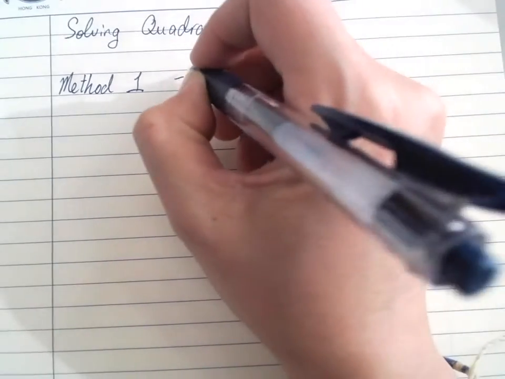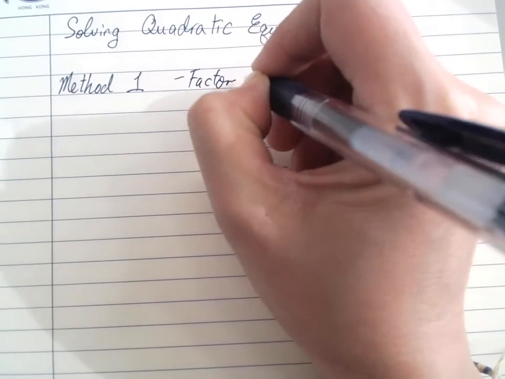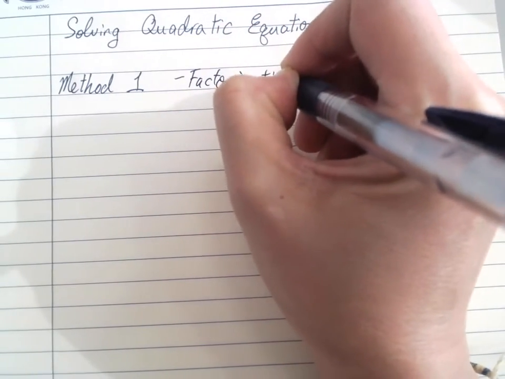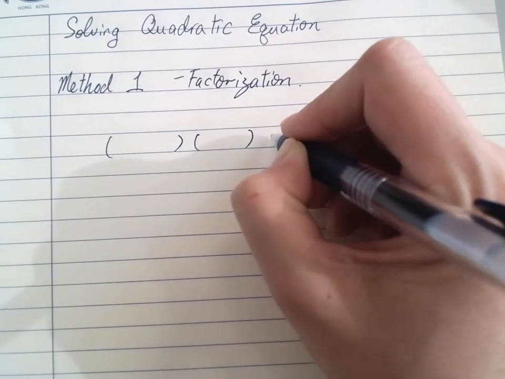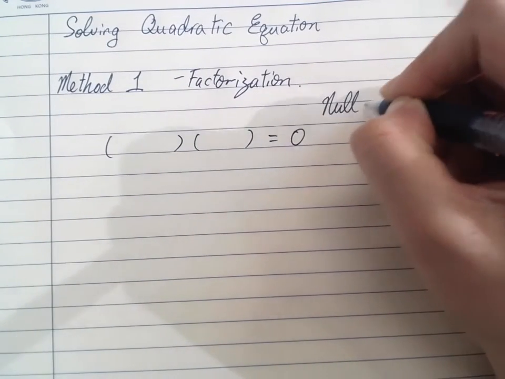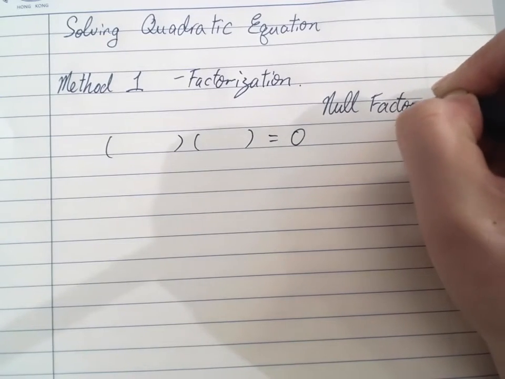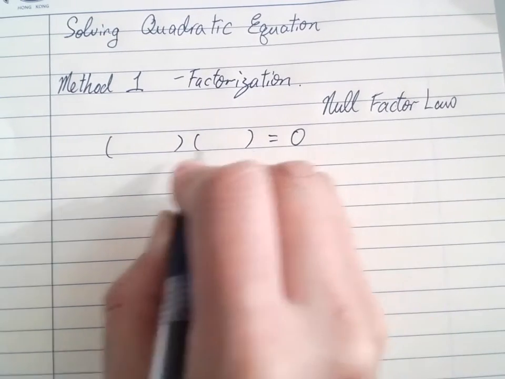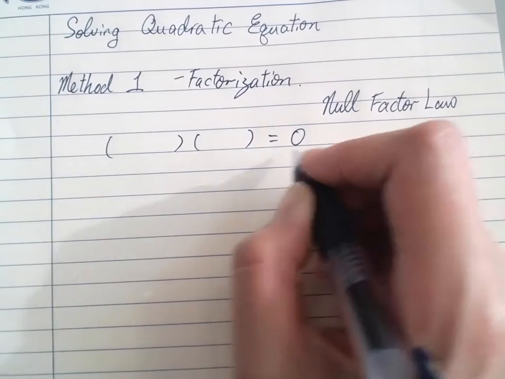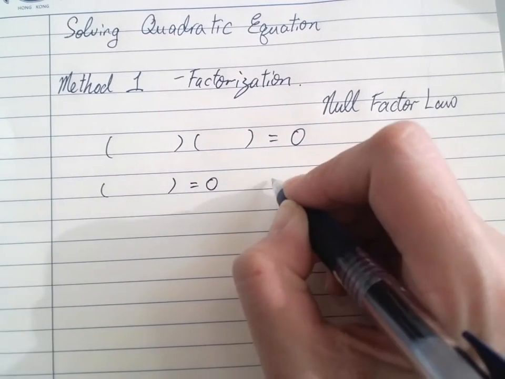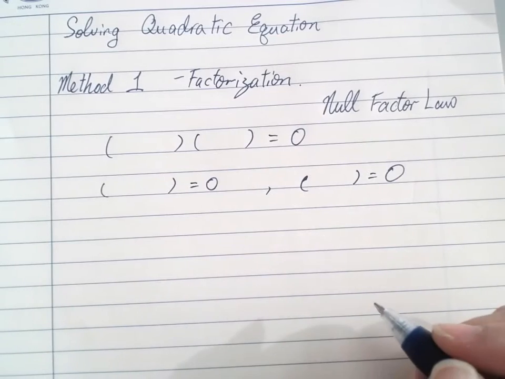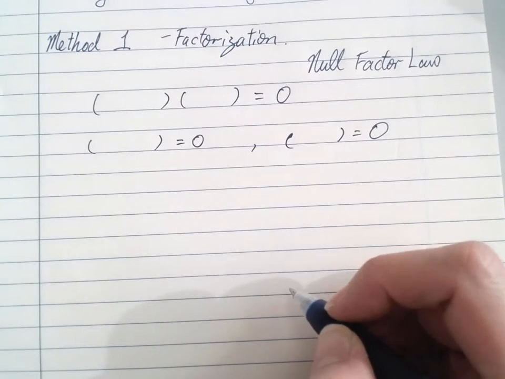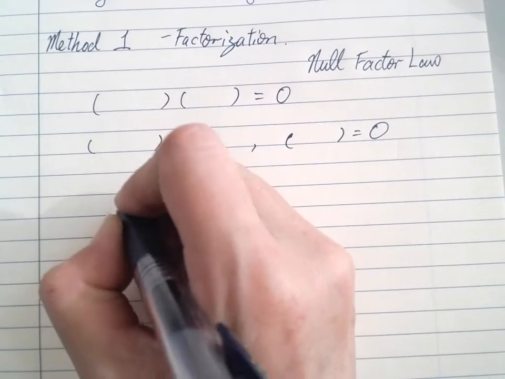Right, solving quadratic equations. Method 1, the first method is factorization. Factorization also requires the null factor rule, which is whenever we have two things multiplied to each other and get a 0, then any of them would be equal to 0. So that is how we have two answers in a quadratic equation. So the first way is by factorization, as we said.